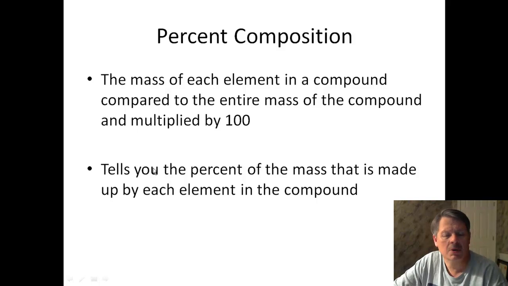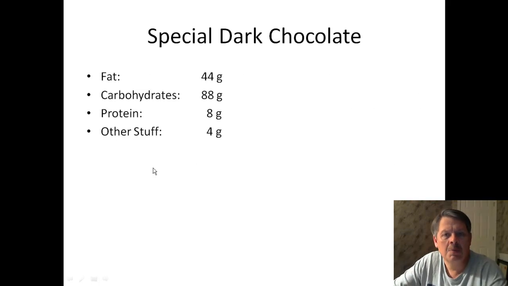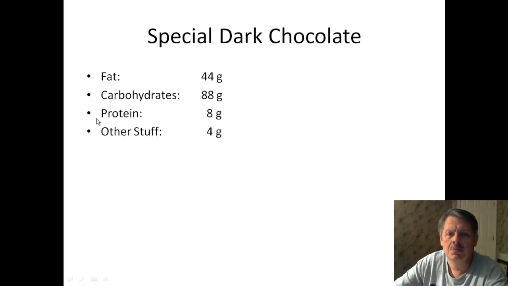So we're going to talk about that, but we're going to take it out of chemistry for just a second. I happen to be a special dark chocolate person. If you buy a particular bar of special dark chocolate, I looked on the back, and it said it was made up of 44 grams of fat, and 88 grams of carbohydrates, and 8 grams of protein, and 4 grams of other stuff. So, how do you figure out what your percentages are? Well, the first thing you have to do is look at these numbers and add them all up. So if I add 44 to 88, to 8 plus 4, well that's 12, plus 88 is 100, so that total is 144 grams.